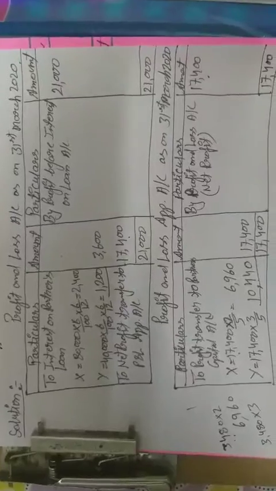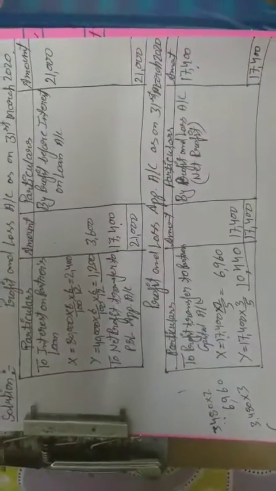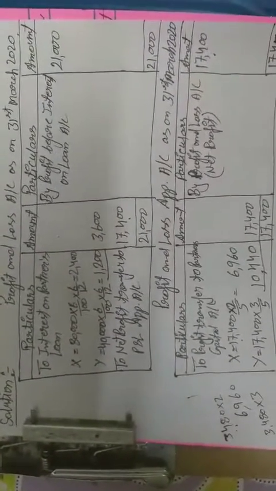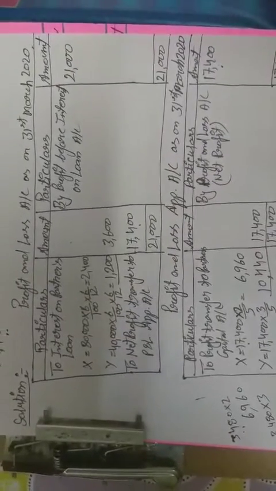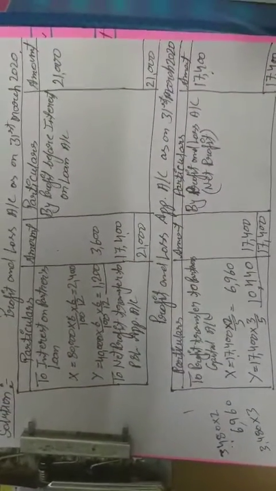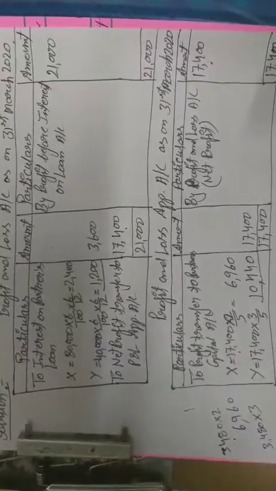I will send you the photo also related to this problem. One more problem we have, which is related only to the profit and loss appropriations account. What terms will come on the debit side of the profit and loss appropriation account, and how do we solve that type of problem? Let's see the problem.